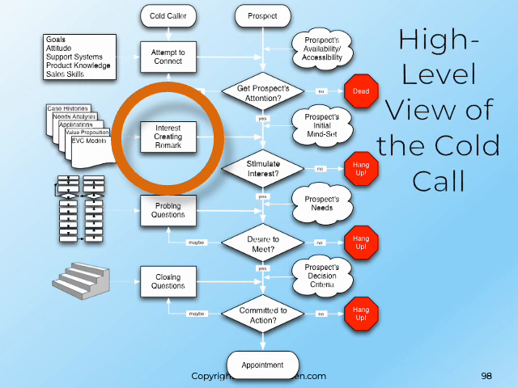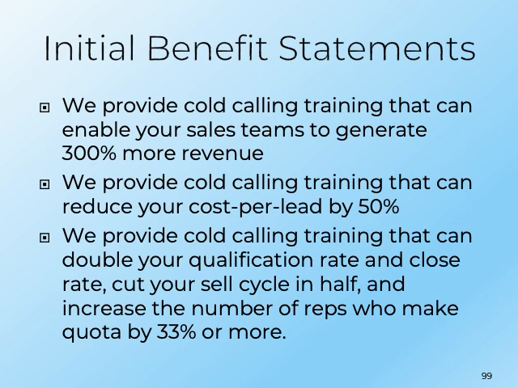And in case you need to be reminded of what an IBS is, here are a few examples again, except now you've seen how they were made. For example, we provide cold calling training that can enable your sales team to generate 300% more revenue. We provide cold calling training that can reduce your cost per lead by 50% or more. And we provide cold calling training that can double your qualification rate and close rate, cut your sales cycle in half, and increase the number of reps who make quota by 33% or more.